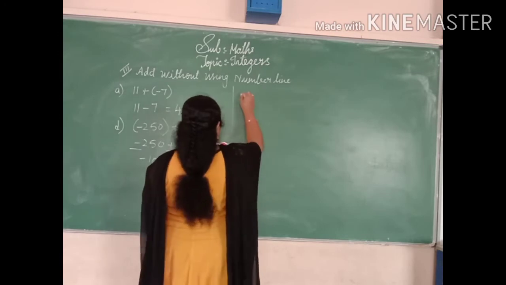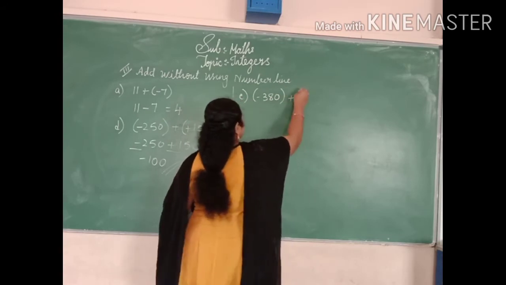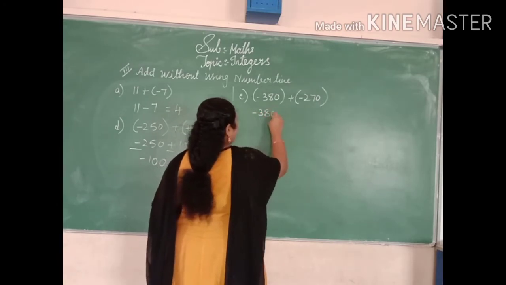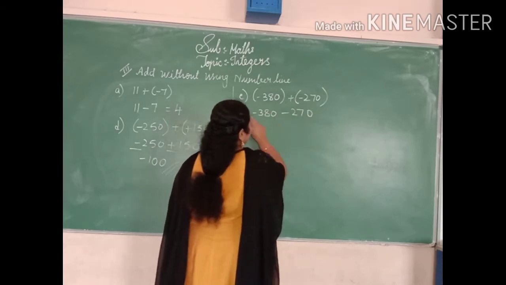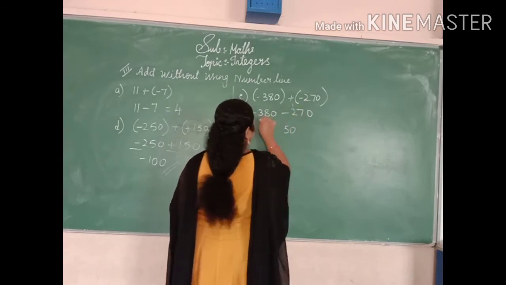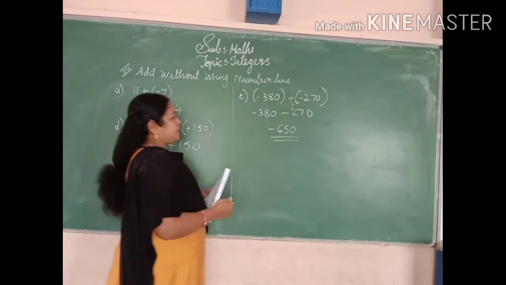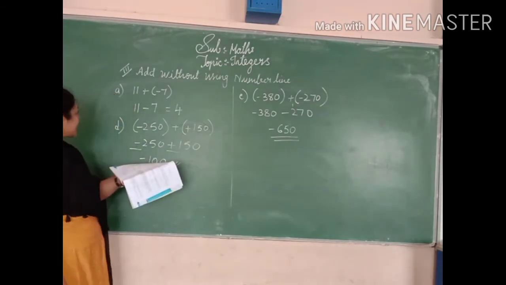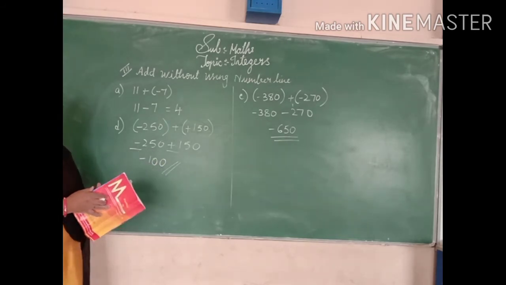So now let us do E, minus 380 plus minus 270. Here it is minus, minus 270, because both are negative. So we write 0, 7, 14, 15, 3 into 6. So it is minus 650. So we get it by horizontal addition. Here I have skipped B, C and F, so that you can do them as homework.